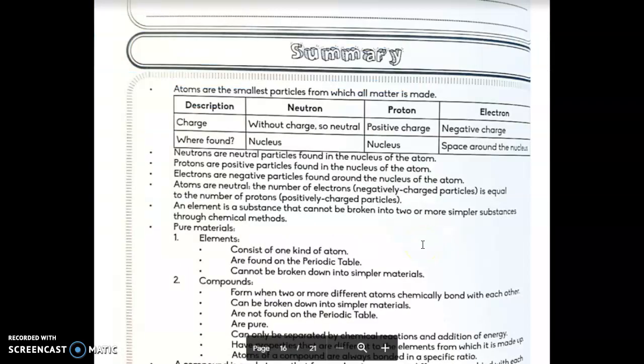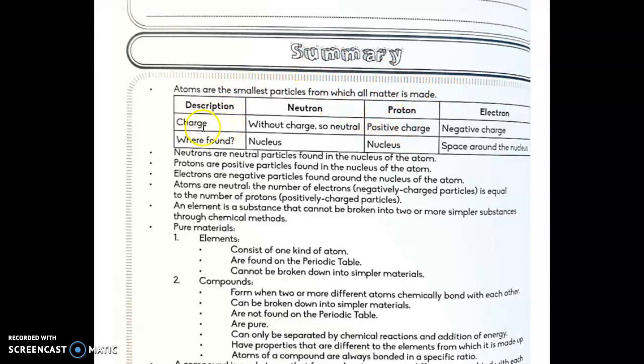This is the summary in the textbook. And here we go. Atoms are the smallest particles from which matter is made. The charge of a neutron is without charge. The charge of a proton is positive, and the charge of an electron is negative. Where are they found? The neutron is found in the nucleus in the middle. The proton is also found in the nucleus in the middle. And the electron is found in the space around the nucleus.